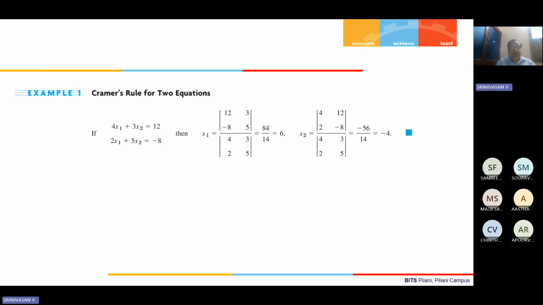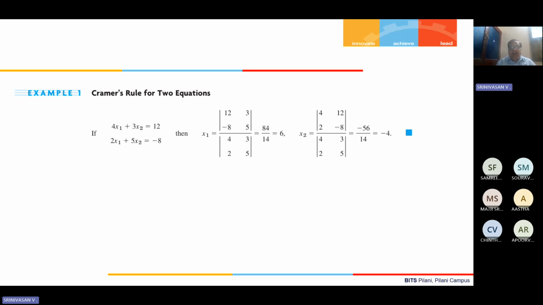Okay. So Cramer's rule for two equations. It's going to be very simple. X1 equal to, of course, here they have straight away taken the determinant d1 in the numerator, d in the denominator. After all, their determinants can be expanded, simplified to get the number value, and the division can therefore be possible.